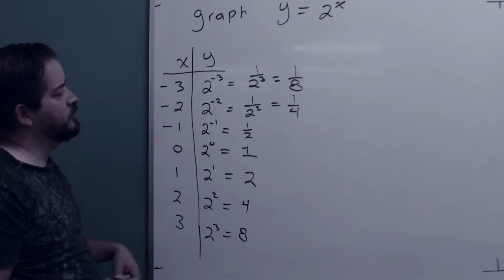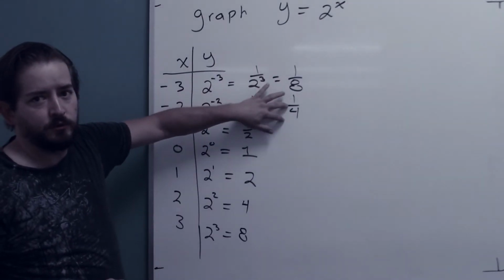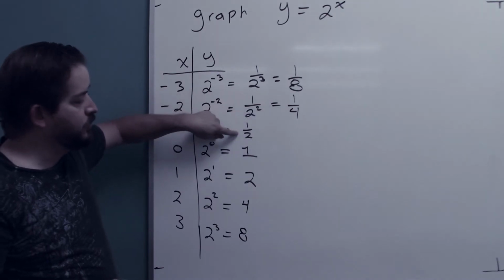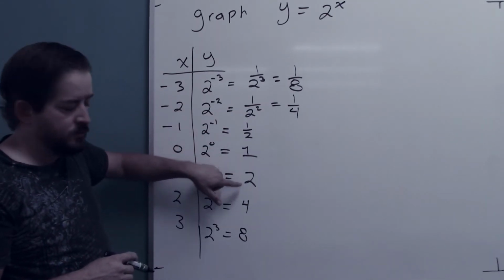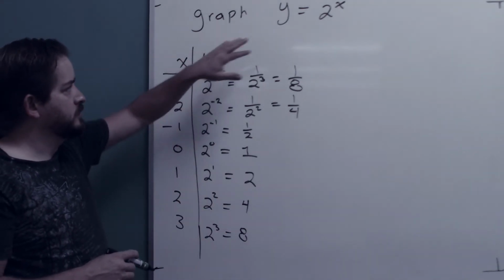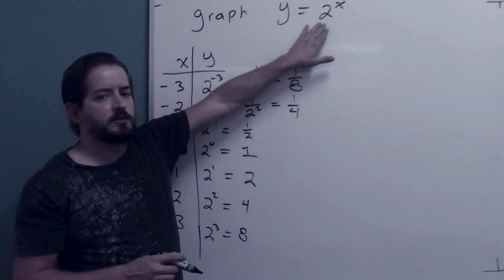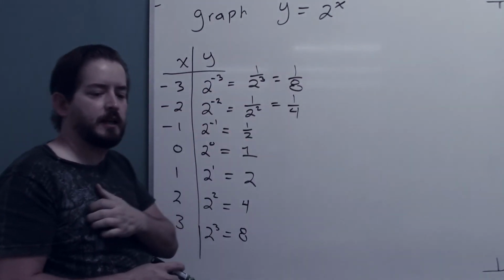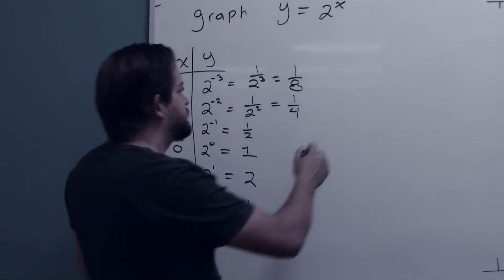Right? And you'll recognize the pattern here. 1/8 multiplied by 2 is 1/4. Multiply that by 2, you get 1/2. Multiply it by 2, you get 1. Multiply it by 2, you get 2. Multiply it by 2 again, right? That's where this exponential pattern comes from. It's multiplying it essentially by 2 every step in x, right? But I can graph this.